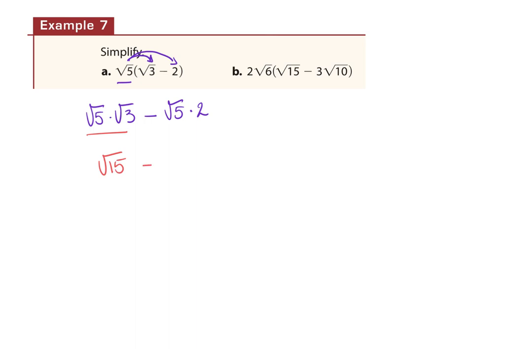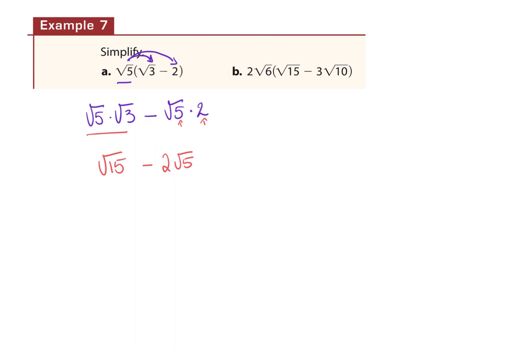For this next piece, however, 5 is on the inside, 2 is not in a root. So I can't multiply those at all. I'm simply going to write it 2 square root of 5. All right, and that's how I'm going to leave it. I cannot combine those because they're not like radicals, okay?